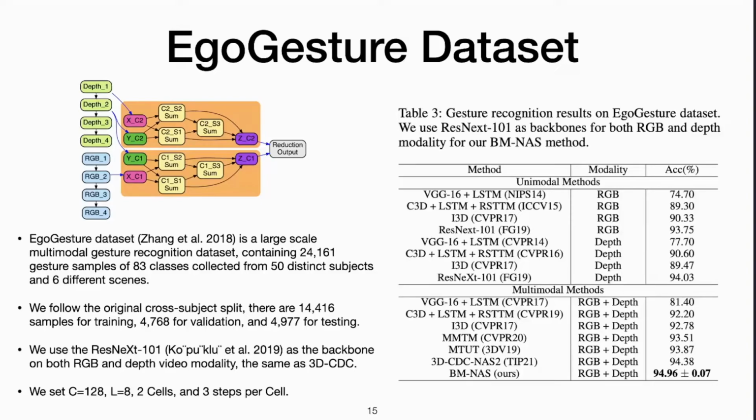For our work, we set the channels to 128, the length to 8, and there will be 2 cells and 3 steps within each cell. On the left, we show our best structure, and on the right, we show the performance comparison. Please notice that as we do not search for the backbone models, for fair comparison, we only compare with 3D CDC NAS 2, and we share the same settings.